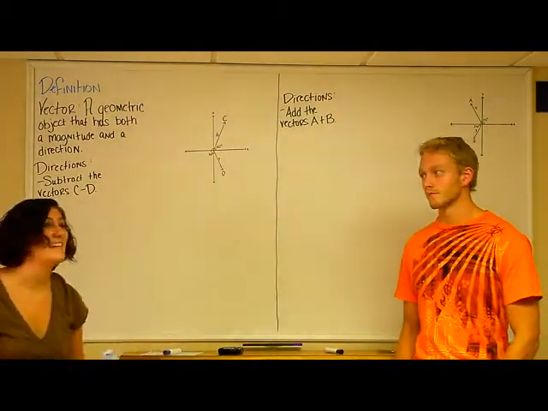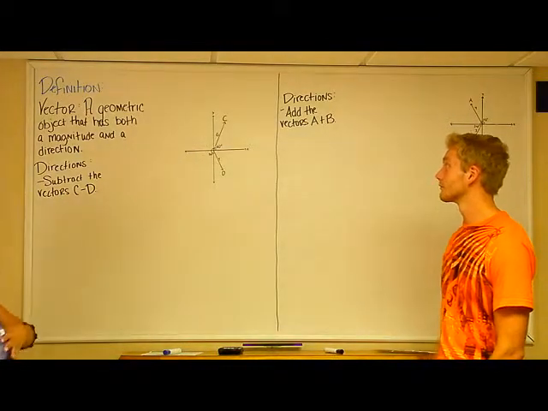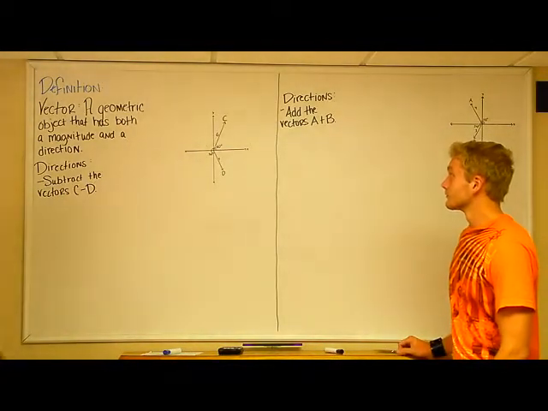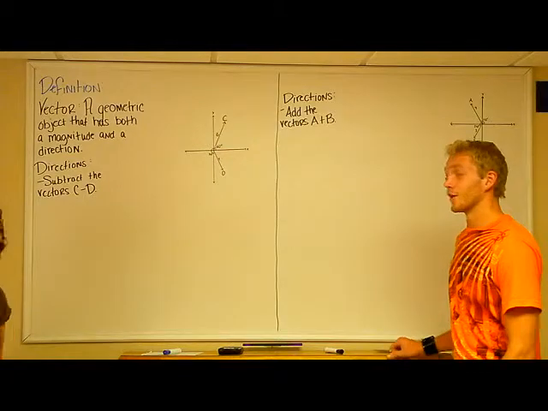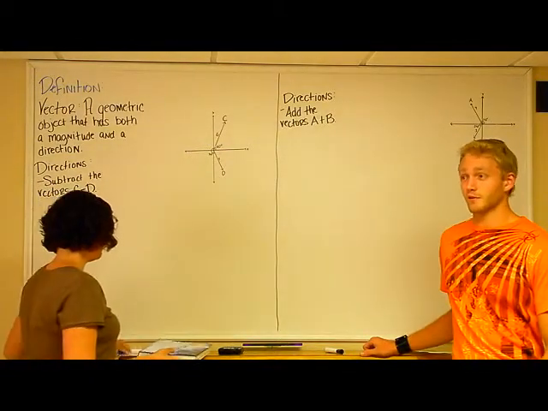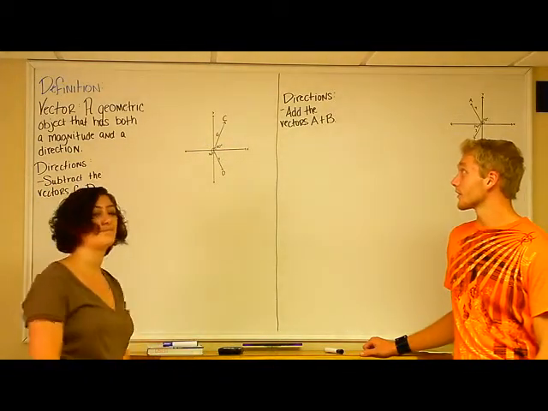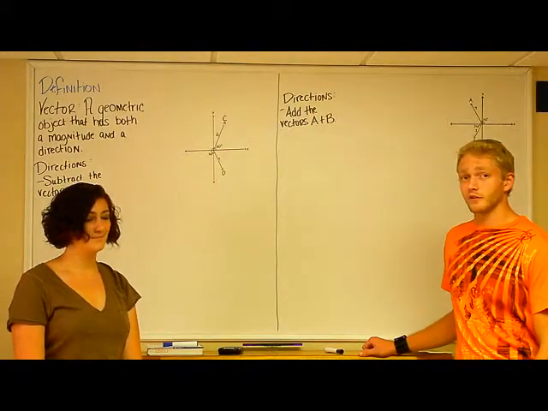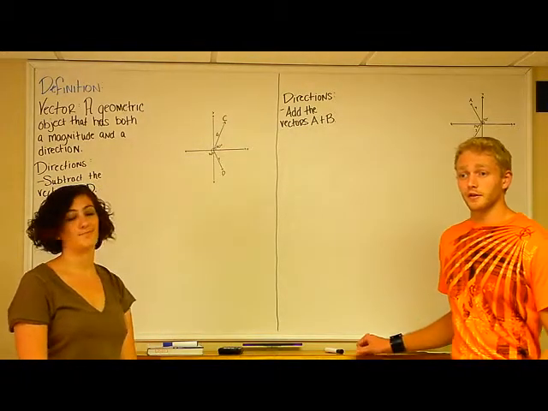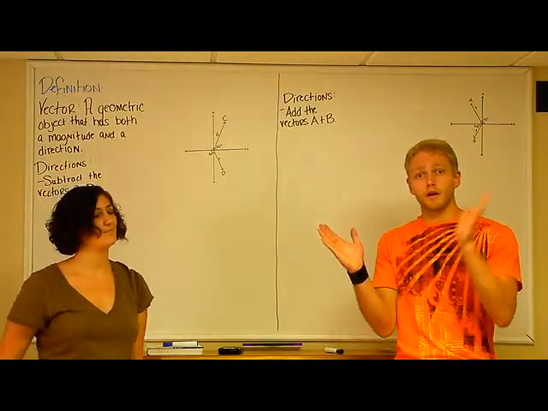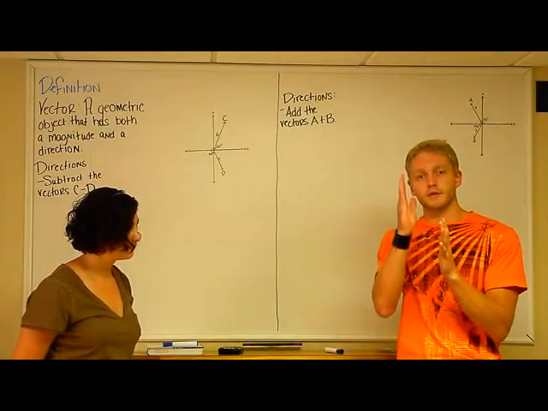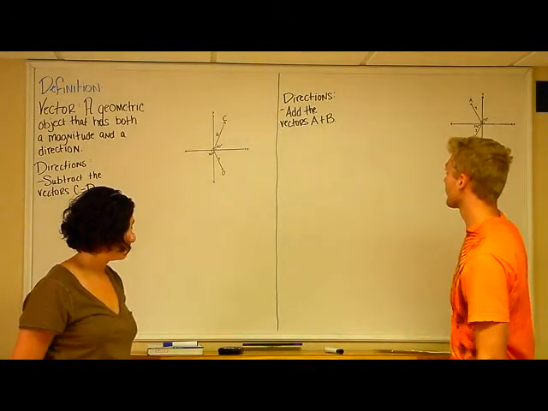A vector is a geometric object that has both a magnitude and direction. We can use vectors to represent velocities, accelerations, and forces of different kinds. To see where one force going one way and another force going another way will end up when they're put together, we can either add or subtract them.